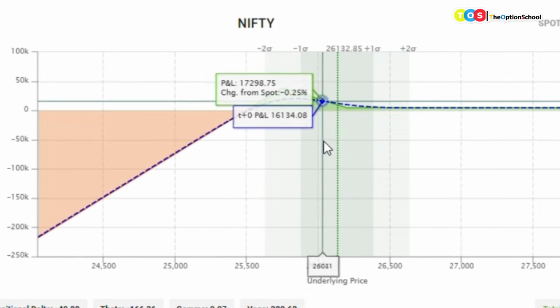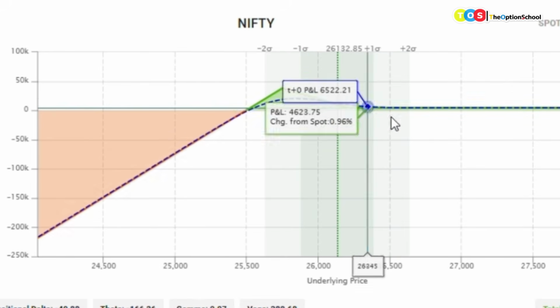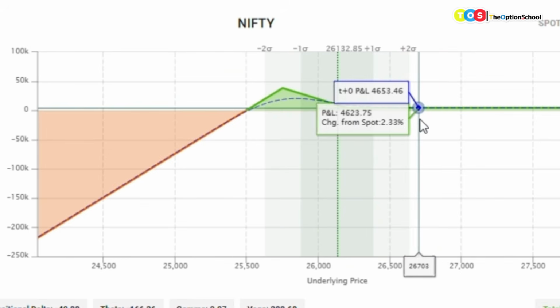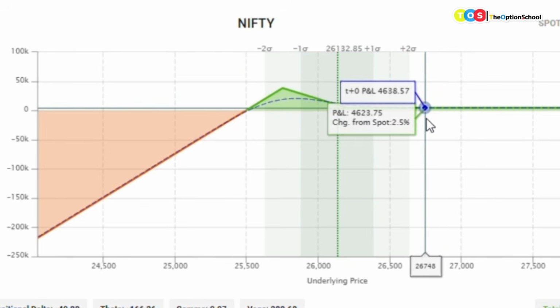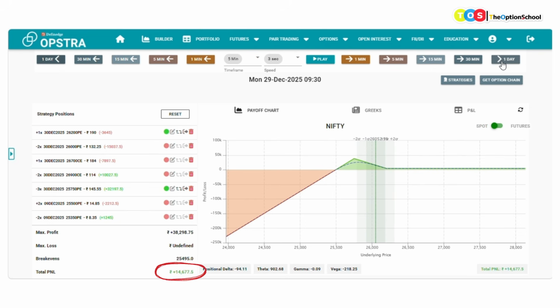See this blue line, how it is behaving. It is pretty good. Even if market tanks down a bit, I'm okay. And if market goes up, I will still make some 4,000-5,000 rupees. So let us see next day. Now I'm making 14,677, which is fantastic.